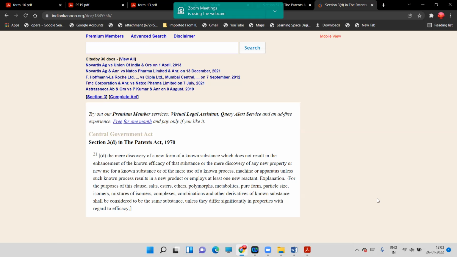For example, if you're using one tablet and that tablet is an existing tablet, and you invent a new tablet derived from the existing tablet, which at a lesser amount of dosage gives a faster recovery, that is efficacy. Good answer. So अभी आपको सबको समझ में आ गया section 3D क्या है?